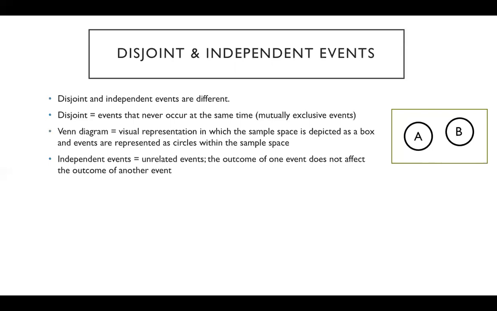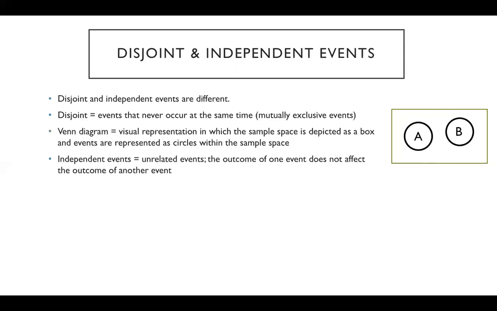Moving on to the Venn diagram. You've probably heard of this term before, but it's a little different in the way we use it in statistics. A Venn diagram is a visual representation. You see on the right, I drew out a Venn diagram there, but the sample space is depicted as the green box. That is our sample space. And events in the box are represented as circles. Each event, A and B, are both events that occur in the sample space.